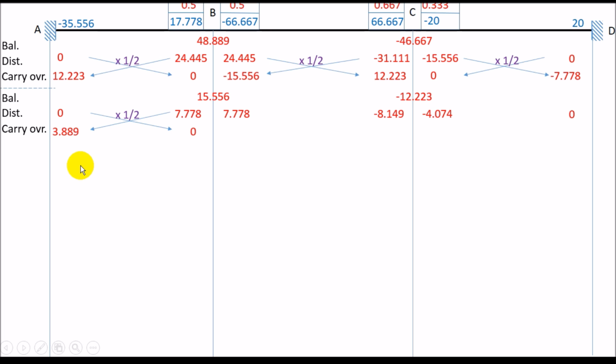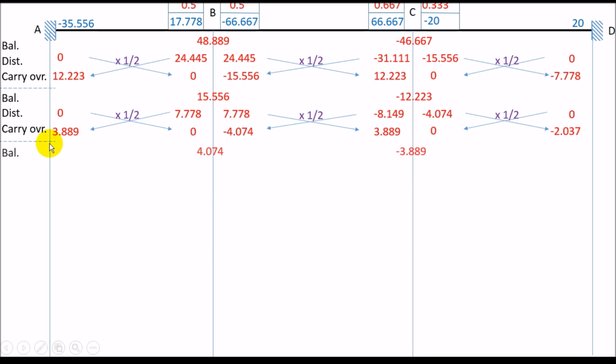And our third step is carry over. So 0 comes here, 0, 7.778 becomes 3.889. I have just multiplied it by half. Again here 7.778 becomes 3.889. This becomes minus 4.074, and again here it's minus 2.037, and 0 is 0. Alright, so this was our second iteration.